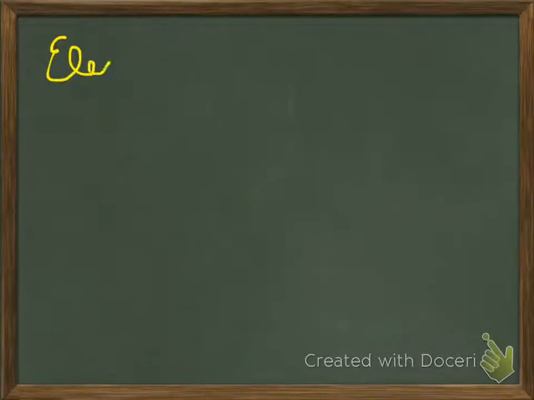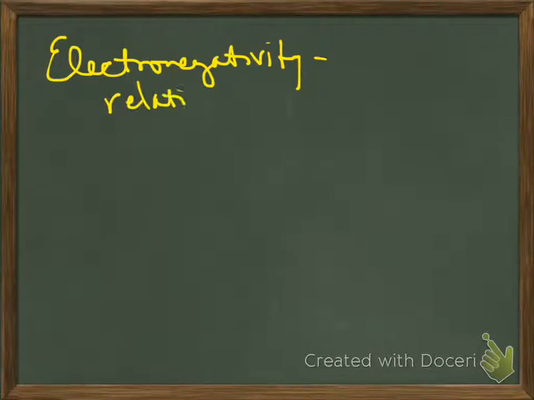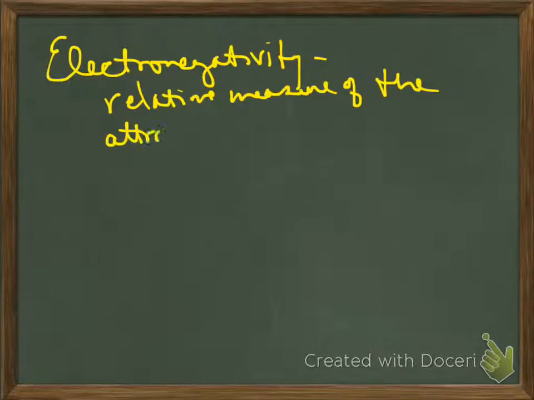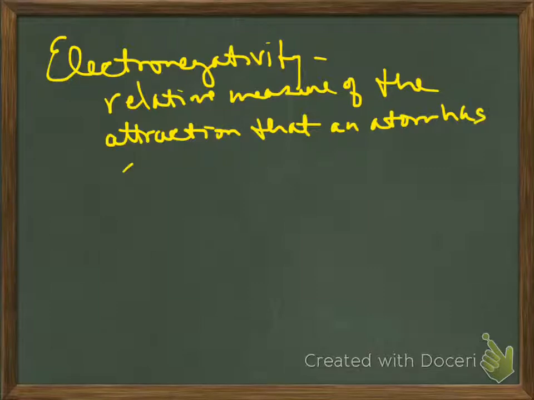All right, let's look at the trends for electronegativity. Electronegativity, let's define it first, is the relative measure of the attraction that an atom has for a pair of electrons. Let's just say for a bonded pair of electrons.